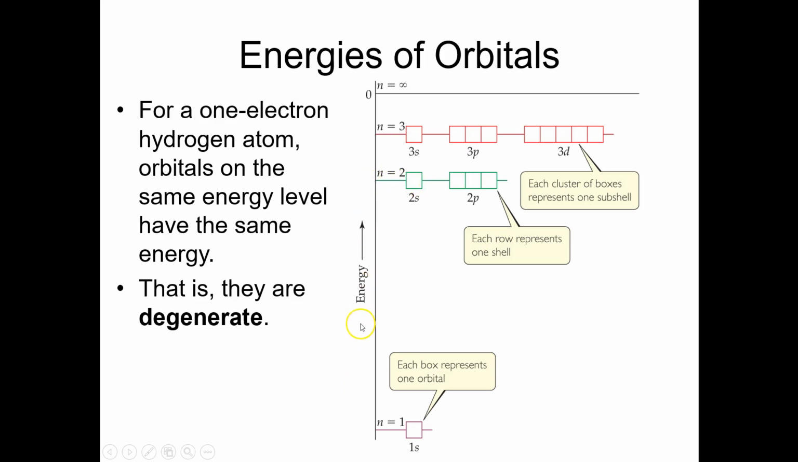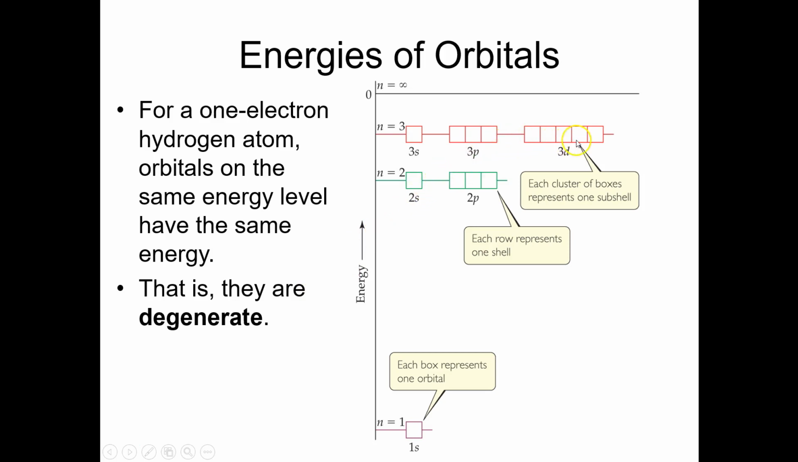The y-axis here is energy. And you can see that for the hydrogen atom, all of the 2-level orbitals, whether they are s or p, have the same energy. And at the n equals 3 level, all 9 orbitals, whether they are s or p or d, all have the same energy. When all of the orbitals in a set have the same energy, we refer to that as degenerate.